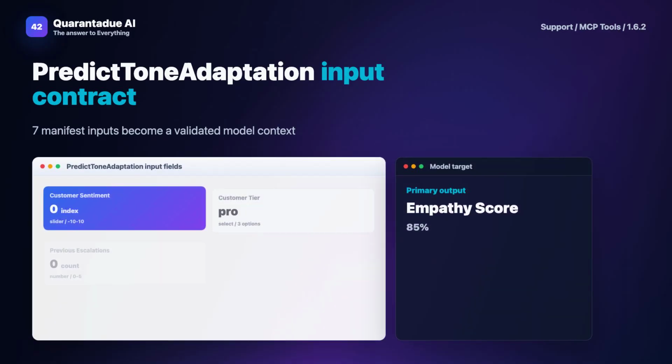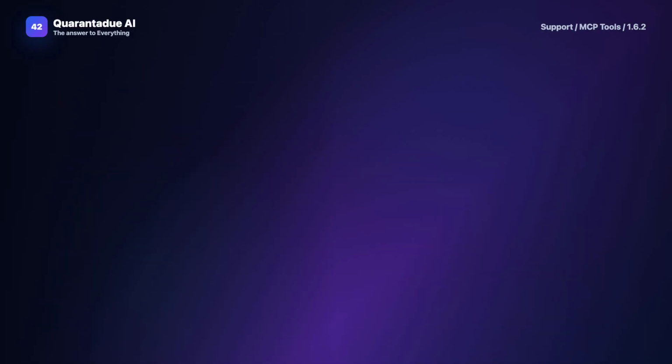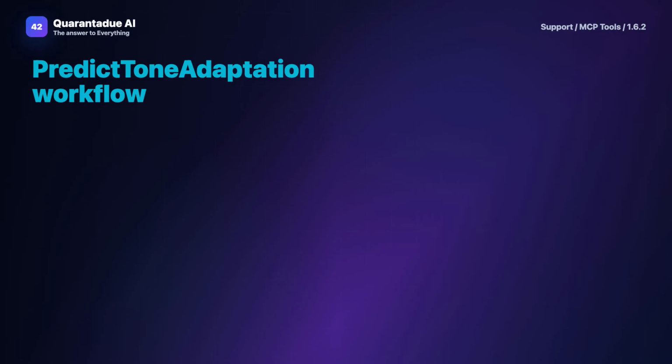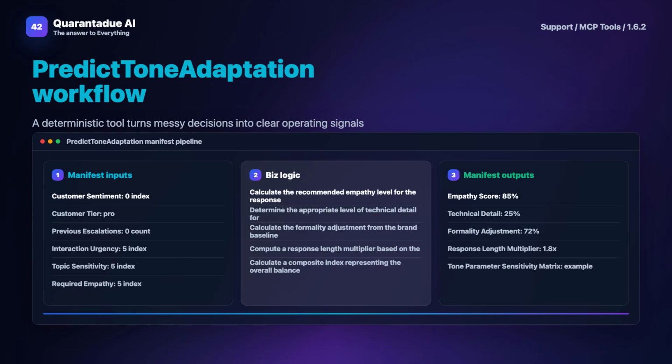The workflow then applies calculate the recommended empathy level for the response by adjusting for customer sentiment, required empathy baseline, and previous escalations, while moderating based on interaction urgency. Determine the appropriate level of technical detail for the response based on customer tier and topic sensitivity, ensuring information is accessible yet sufficiently detailed. Calculate the formality adjustment from the brand baseline by considering customer sentiment, interaction urgency, and topic sensitivity to match communication style expectations.